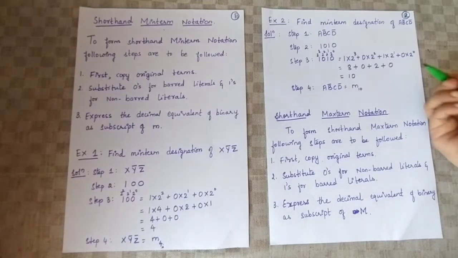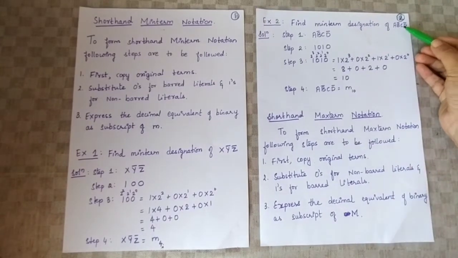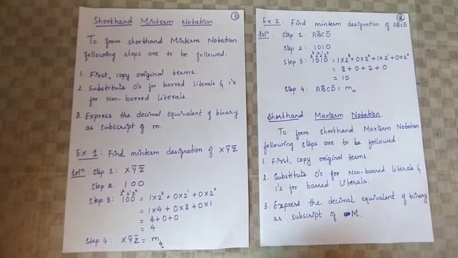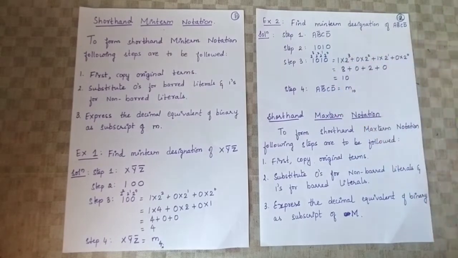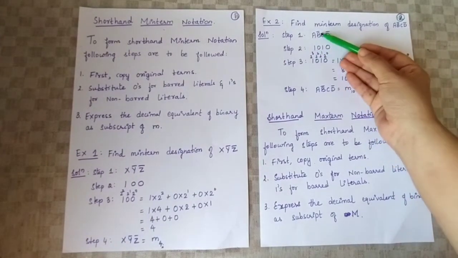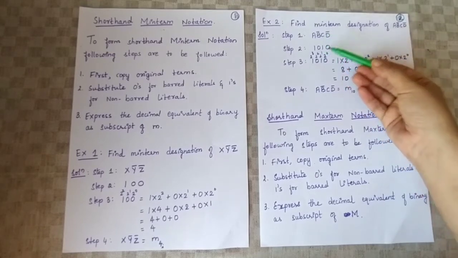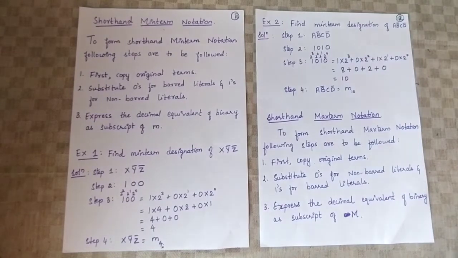Let us take another example which says a, b complement, c, d complement. So according to the steps given, let's start. First, it says copy the original term. So we are taking a, b complement, c, d complement here. Then it says we have to give zeros for barred literals and 1 for non-barred. So a is non-barred, so write 1. b is complement, so 0. c is non-barred, so it is 1. d is again barred, so we put 0 here.